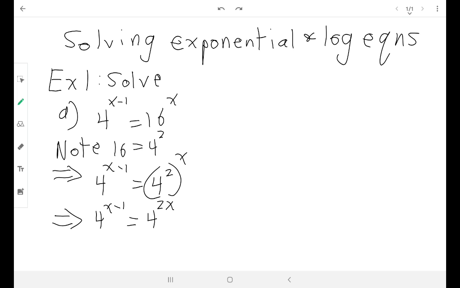So once you've got the bases the same like this, then you can ignore them and just solve the exponents equal to each other. So if I do this, the quickest way is to just subtract x on both sides. I get negative 1 equals x.